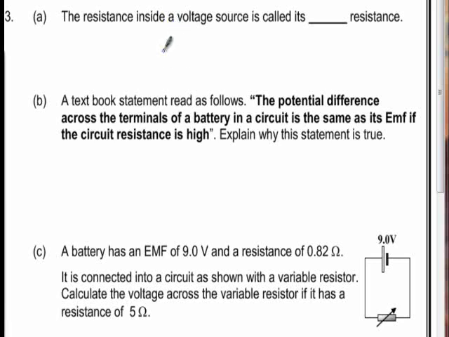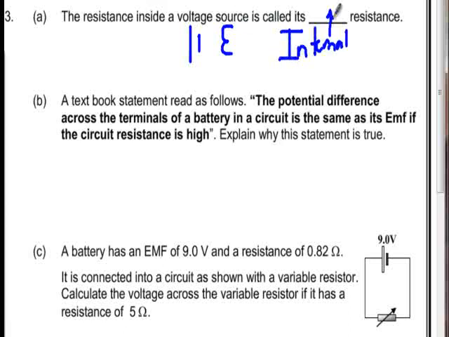Question 3. The resistance inside a voltage source. Another name for a voltage source is simply a battery or an electromotive force. So the resistance inside a voltage source is called the internal resistance. It's called internal resistance because it's inside the battery.